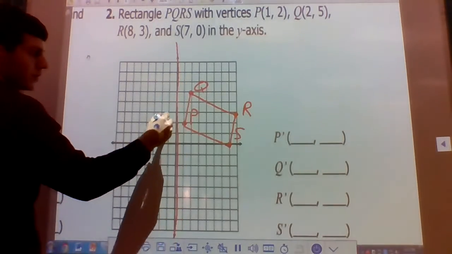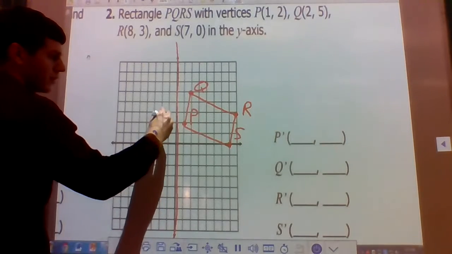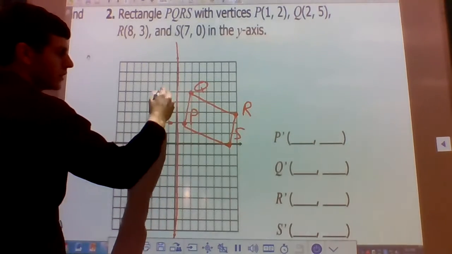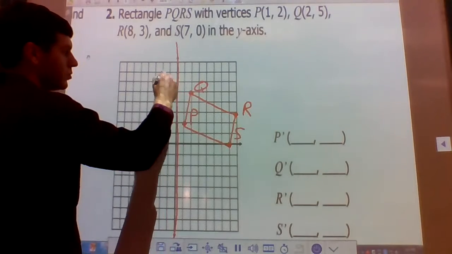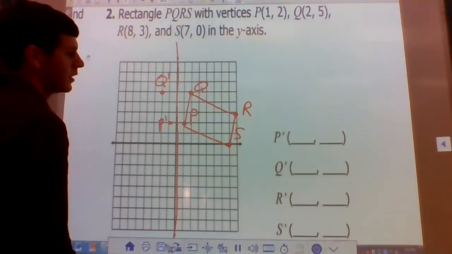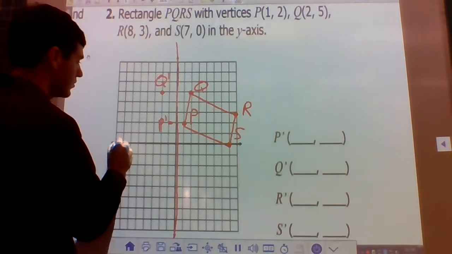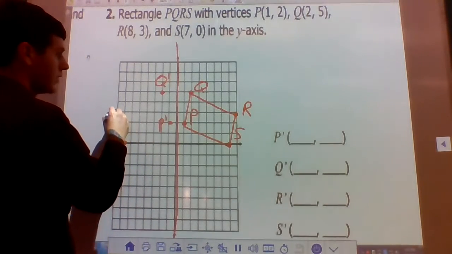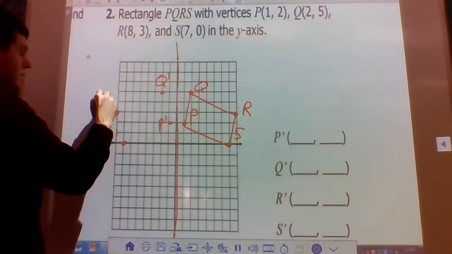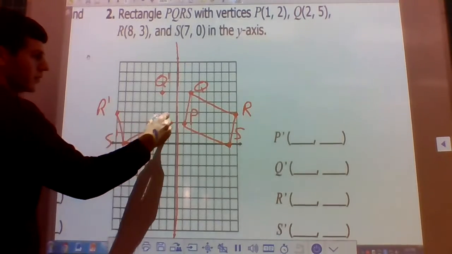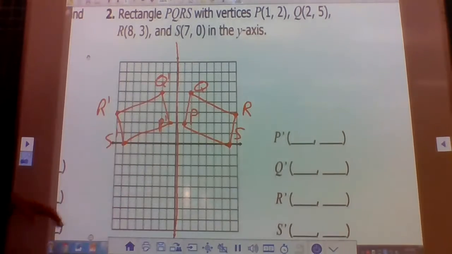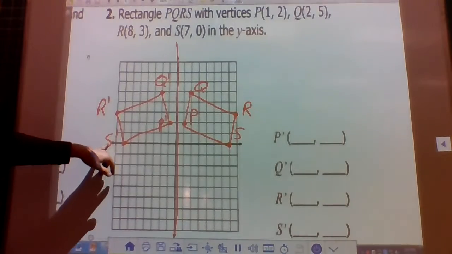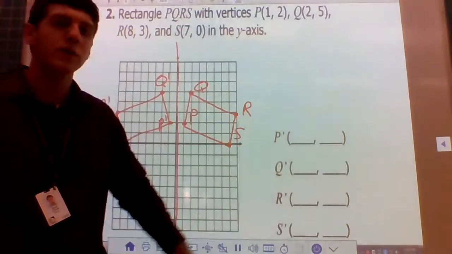Okay, P is 1 to the right, so P prime is going to be 1 to the left. Q is 2 to the right, so Q prime is 2 to the left. S is 7 to the right, so S prime is 7 to the left. R is 8 to the right, so R prime needs to be 8 to the left, and then we can fill it in. Or again, we can use the rule.